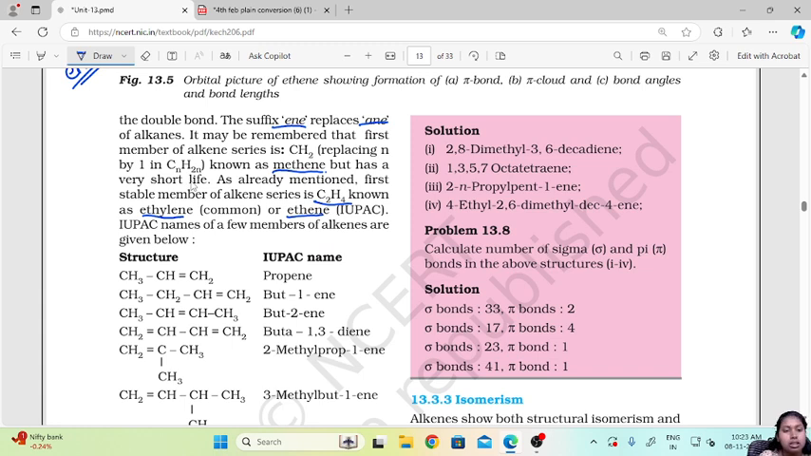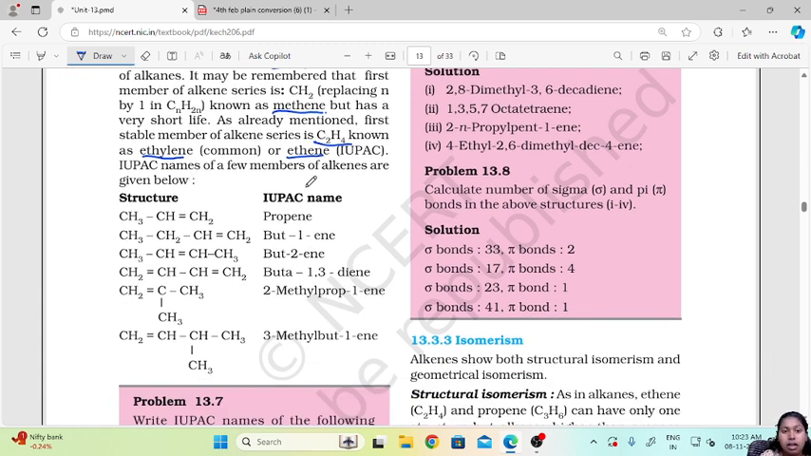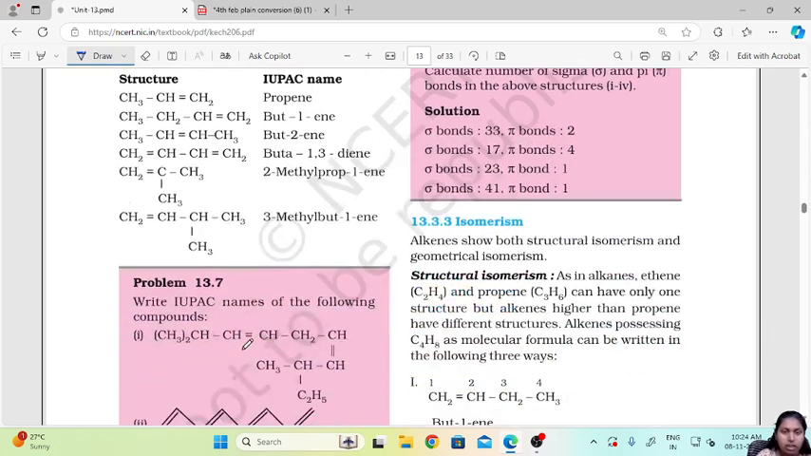Now some of the structures and their IUPAC names are given here. So this is propene, this is but-1-ene, but-2-ene, buta-1,3-diene, because you have two double bonds. Now 2-methylprop-1-ene: on the second carbon you have your methyl group, and on the first carbon you have your double bond. So it is 2-methylprop-1-ene, and so on.